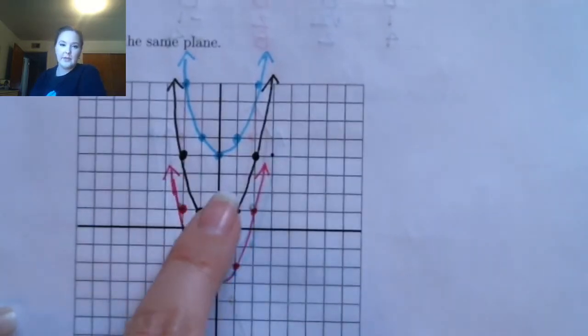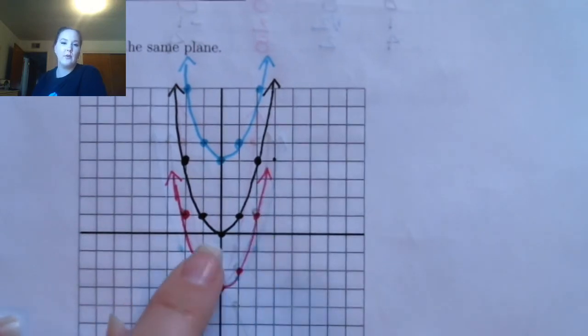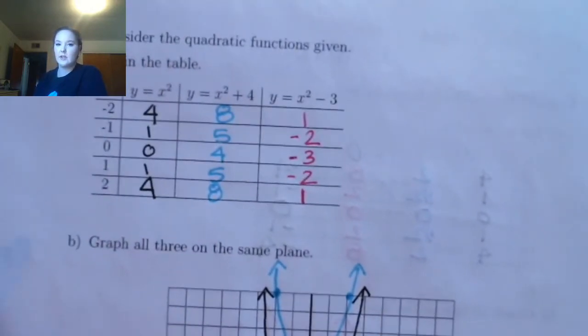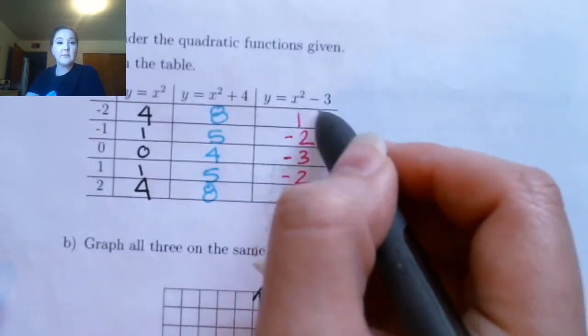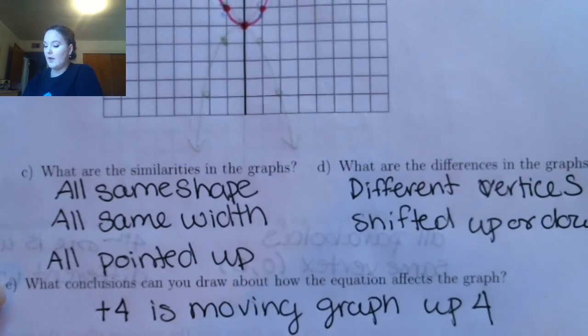Now between the base graph and the pink one, we can see that the pink one is shifted down. How much down? 1, 2, 3. So let's look at the equation. Here's this minus 3. So we're going to think that this is probably moving the graph down.